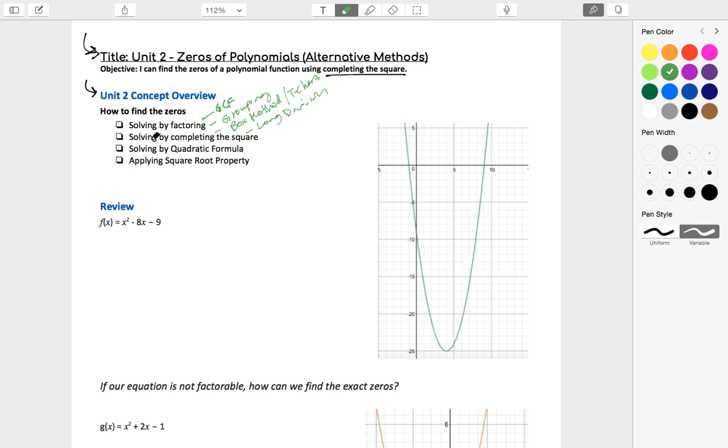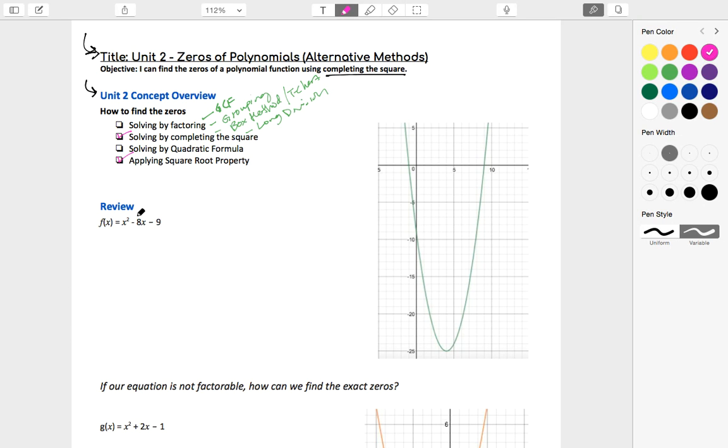zeros. We have not focused on finding zeros by completing the square, by quadratic formula, nor by applying the square root property. But in this video, we are going to focus on completing the square and applying the square root property. Next week, we'll focus on quadratic formula and review this concept.